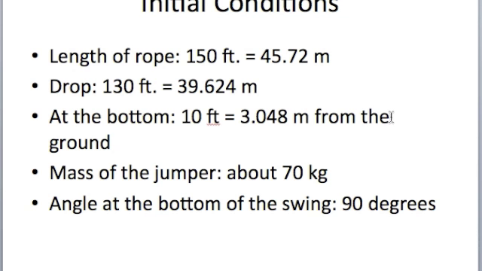The length of the rope is 45.72 meters. The drop is 39.624 meters. At the bottom, the rope is 3.048 meters from the ground, and the mass of the jumper is approximately 70 kilograms. And the angle at the bottom of the swing is 90 degrees.